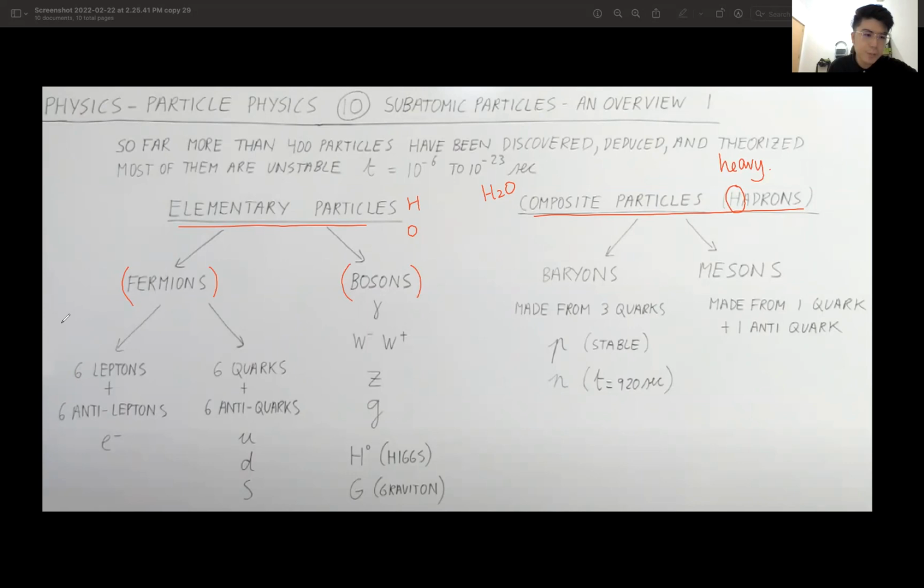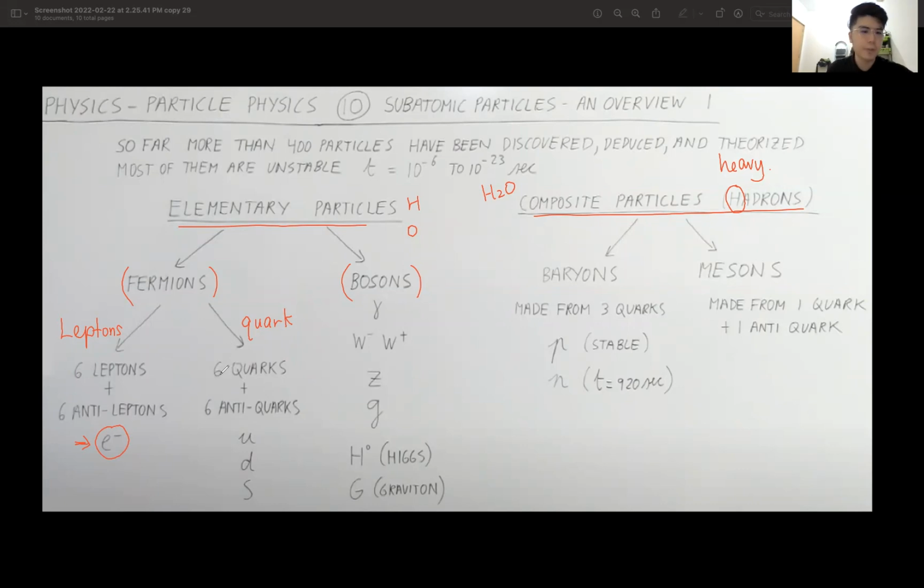The fermion is divided into two groups. The first group is the leptons, and the second group is the quarks, Q-U-A-R-K. For the lepton group, you have 6 leptons plus the opposite, the twin of it, 6 anti-leptons. One example of a lepton is the electron, the one that you are familiar with. There are a total of 12, but here I just listed the one that we are familiar with. So the electron is a lepton.